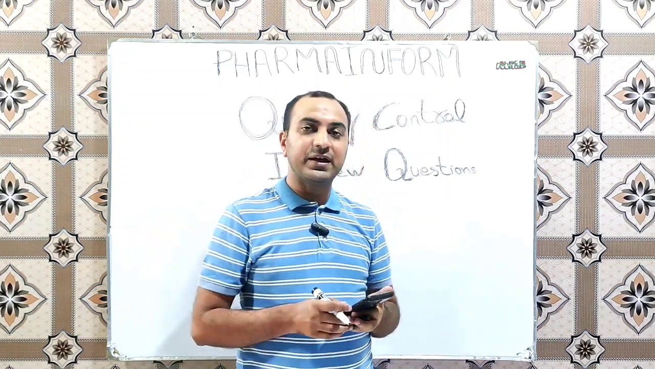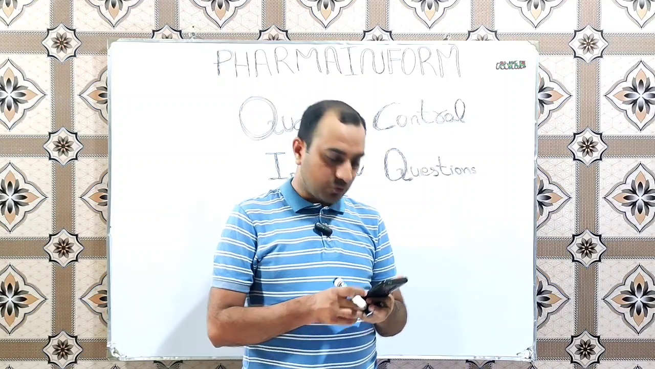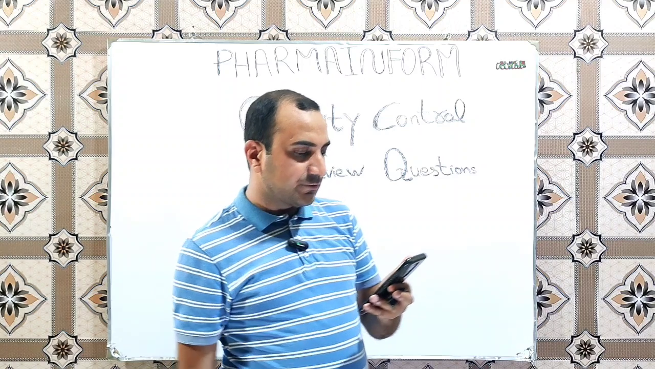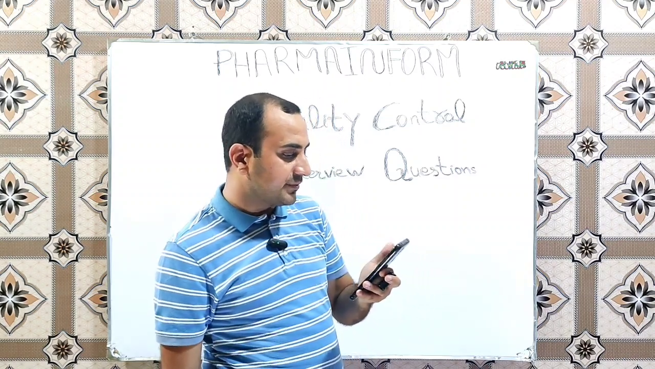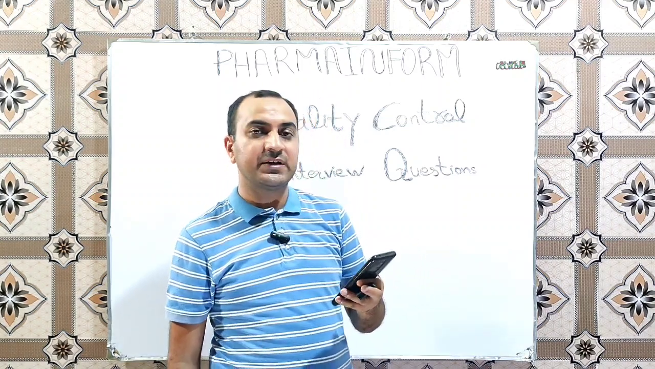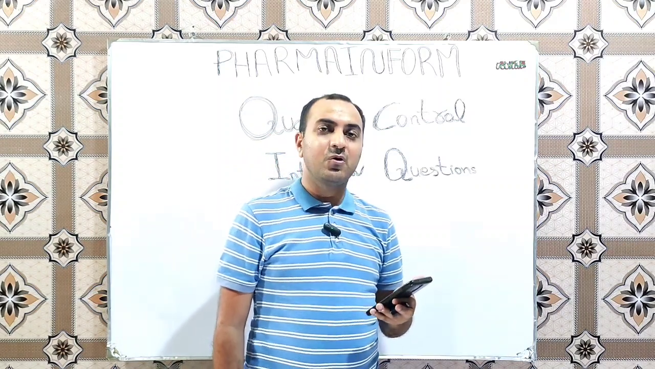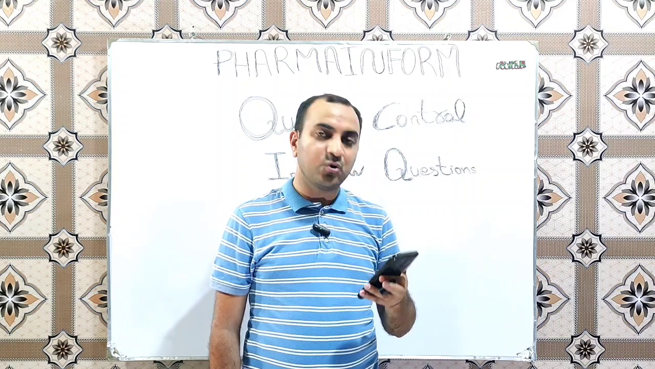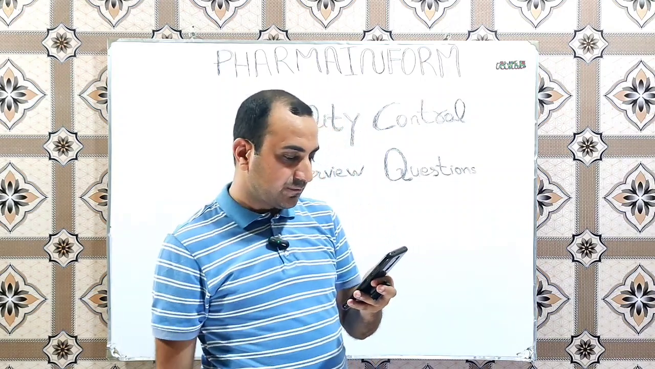What is corrective and preventive action? So first, what is corrective action? An action that is performed to eliminate the cause of a present deviation, problem, or incident to prevent its reoccurrence is known as corrective action.